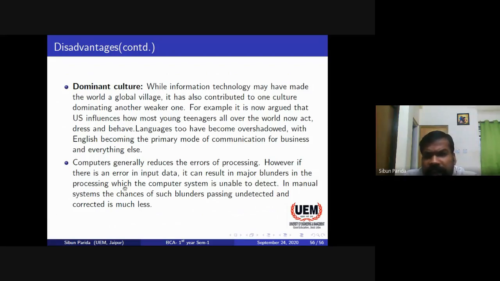Computers generally reduce the errors of processing. However, if there is an error in the input data, it can result in major blunders in the processing which the computer system is unable to detect. In a manual system, the chance of such blunders passing undetected and uncorrected is very, very less. A computer-based system is a kind of automation. You fix the rules, and based upon the rules, they will be followed.